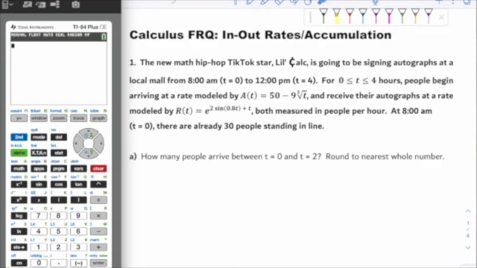So part A says, how many people arrive between t equals 0 and t equals 2? So always want to read these questions carefully. This just asks how many people have arrived. Not how many people have received the autograph, not how many people are still in line, just purely the total or accumulated number of people that have arrived.